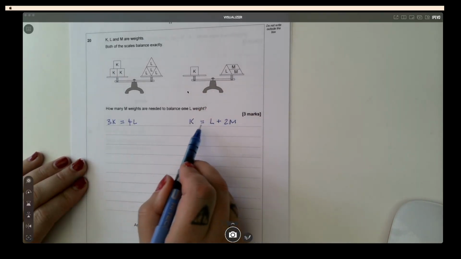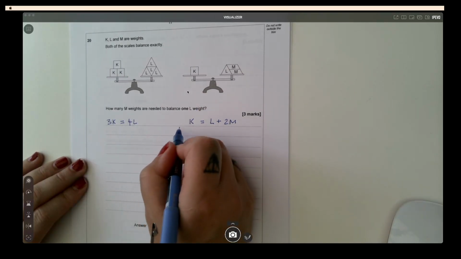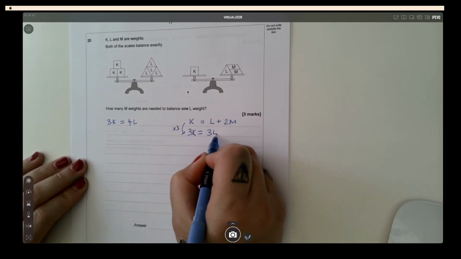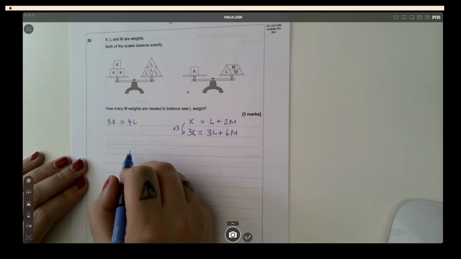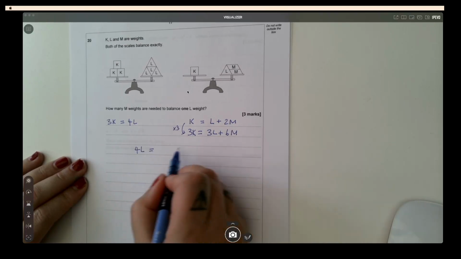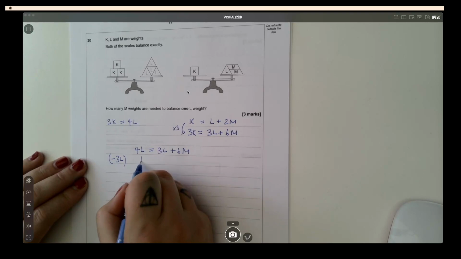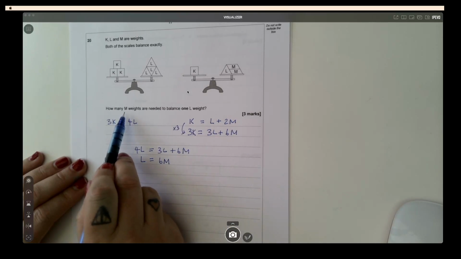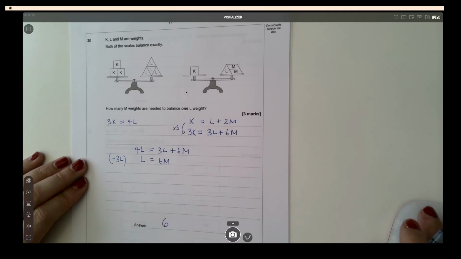So at the moment we can't really compare these because we've got K and 3K. So let's multiply this one by 3. So 3K equals 3L plus 6M. So now we can compare them. So this 4L must be equal to 3L plus 6M. So when we subtract 3L, 1L is equal to 6M. How many M weights are needed to balance 1 L weight? Well, the answer is 6.